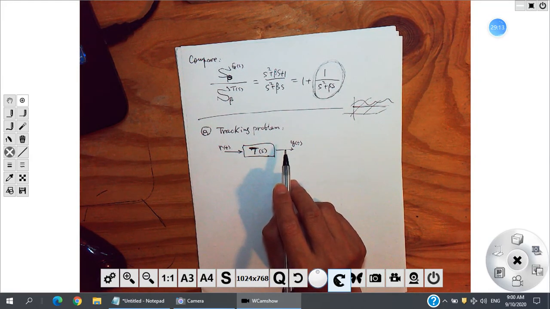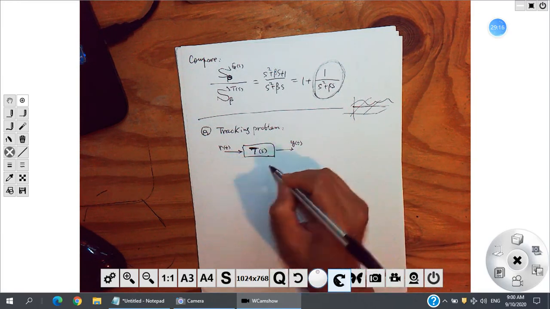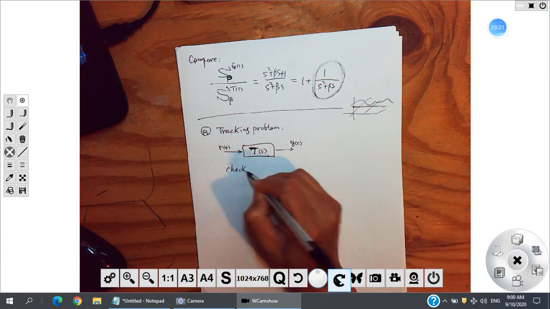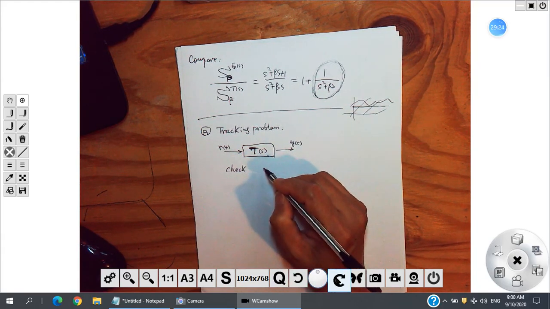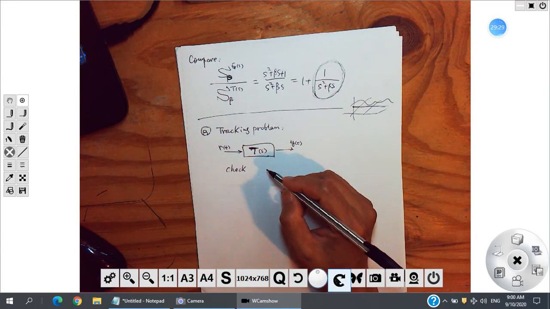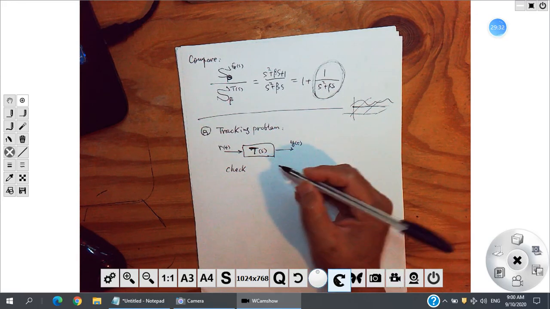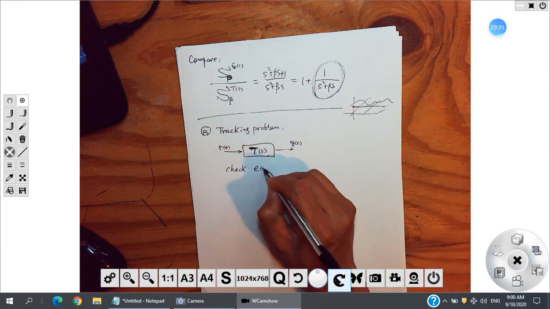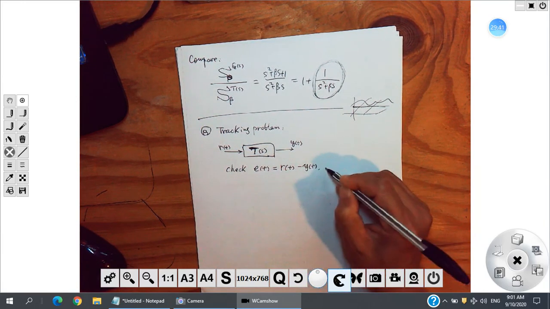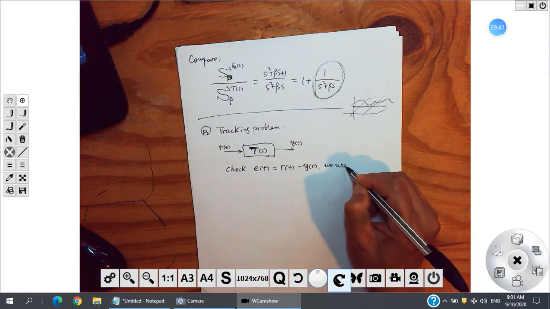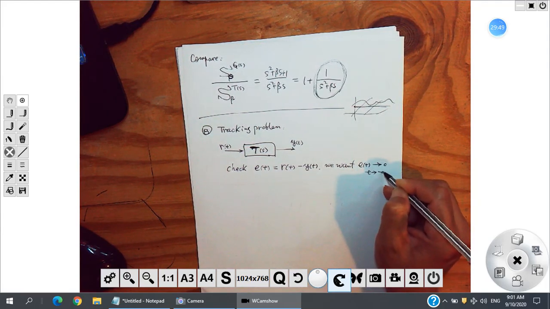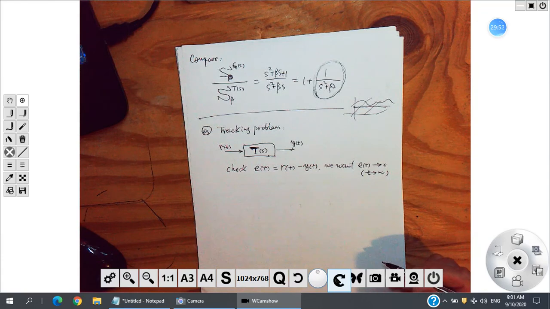And so we want to check the error between these two. I call it e(t). e(t), I use R minus Y or Y minus R. Say R minus Y really. Yeah. Check e(t), which is R minus Y. We want e(t) to tend to 0 when t goes to infinity. We want this.